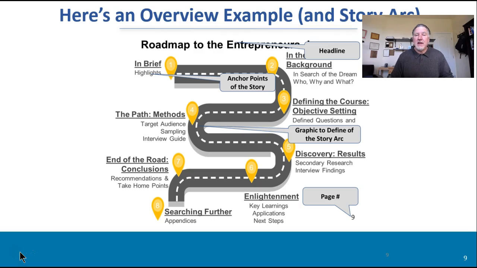But let me just highlight a few things. Notice here you have a headline. You have anchor points through the story. You actually have a story arc, which is basically the roadmap to entrepreneurial success, I think this is. And as you can see also, we have a page number.